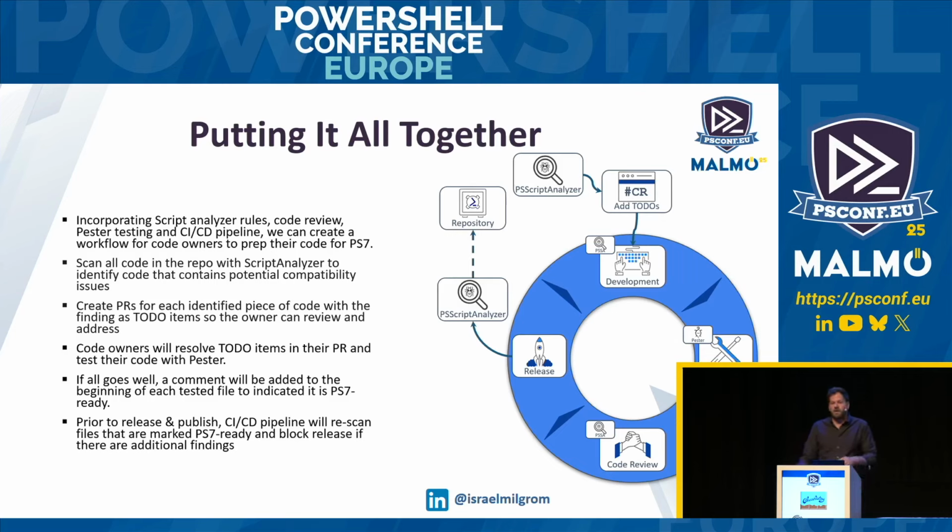And from now on, as soon as this is released to production, any new changes to this file will also undergo running the script analyzer rules against it again, to prevent any new issue from coming into the same file. We thereby assure that we don't release anything new to the repo that has PowerShell 7 issues.